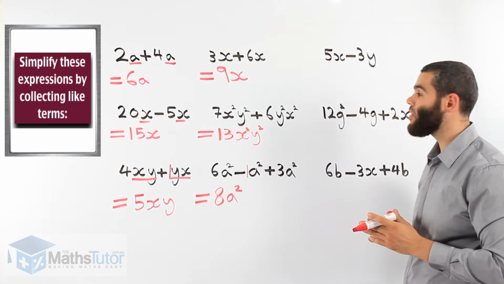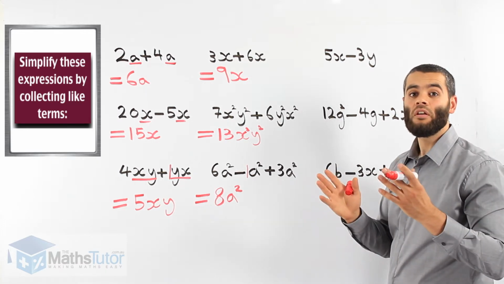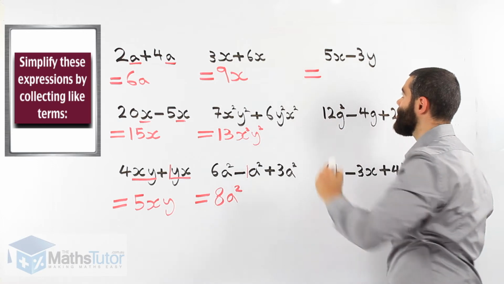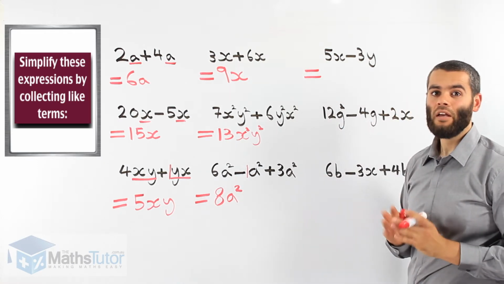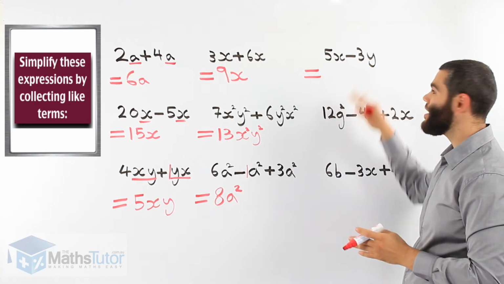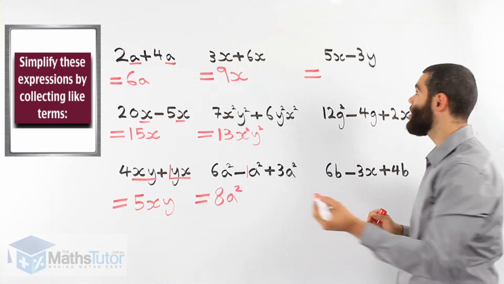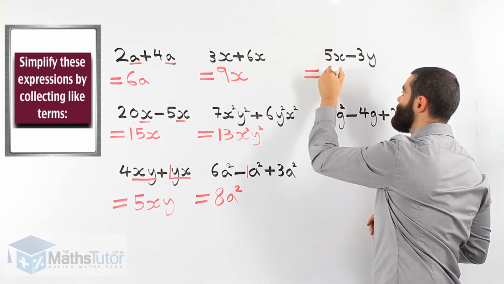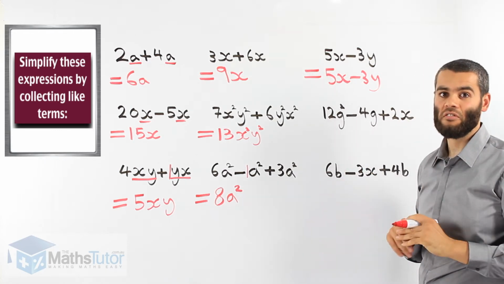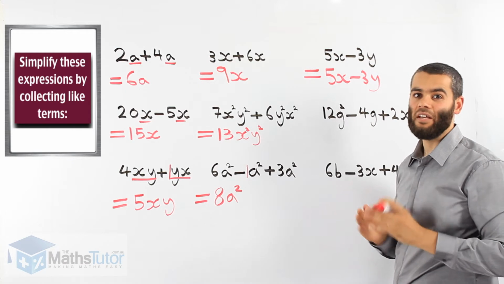This question, 5x take away 3y, they are asking us to collect like terms. Well, let's see. 5x take away 3y. Hang on, these aren't like terms. We have an x here, we have a y here. They are different. They're not like terms, so we can't actually collect them. So guess what? The answer is the same as the question. Nothing changes. 5x take away 3y. That's as simplified as it gets.